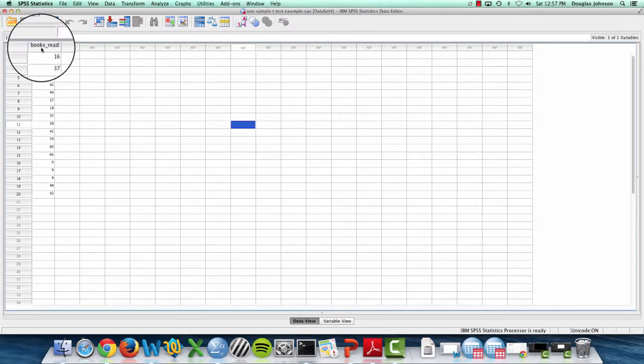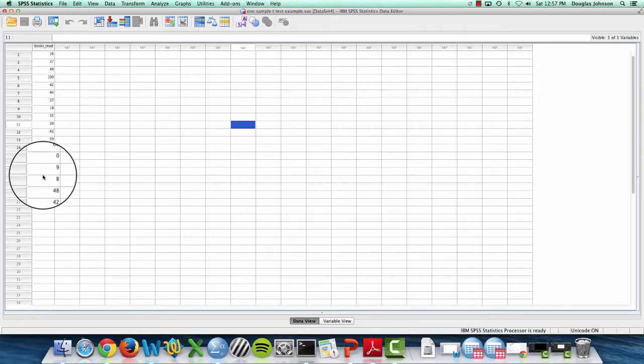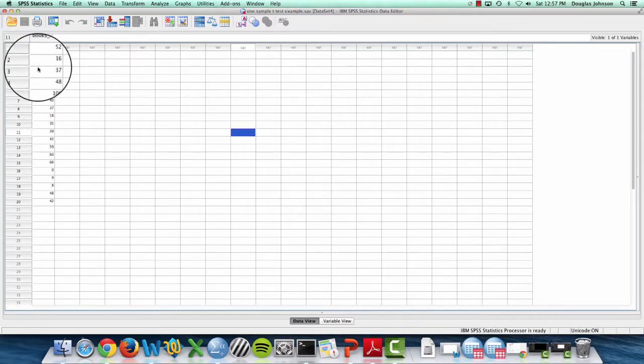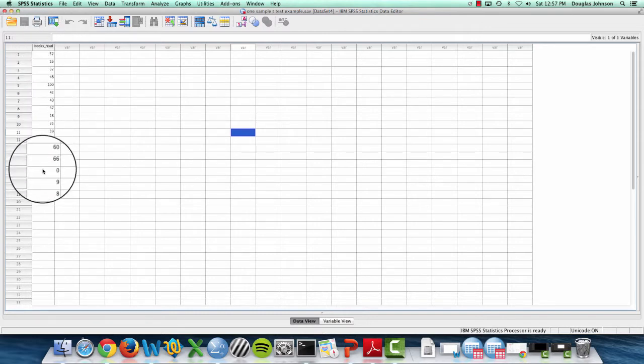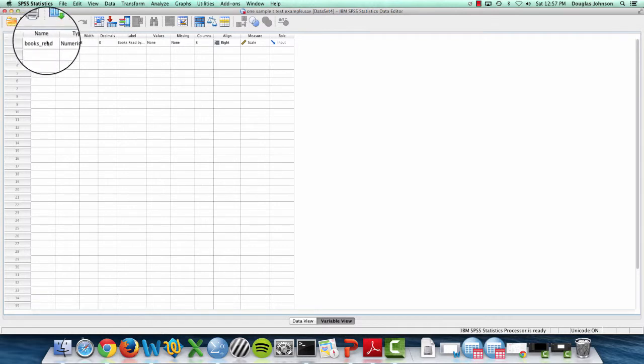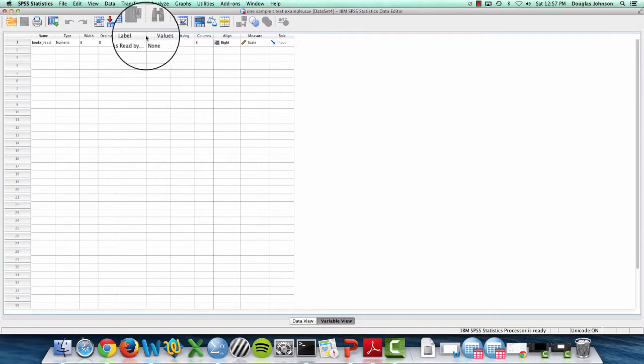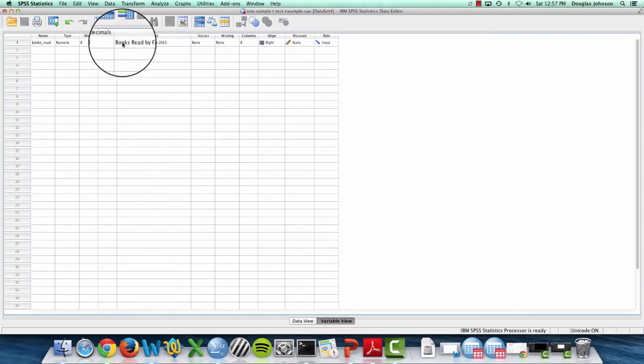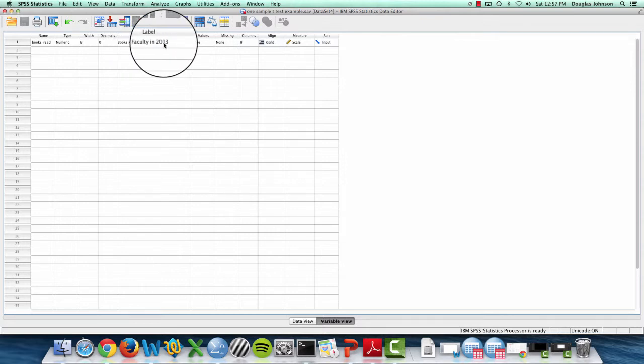Here we have a variable, books read. And you can see a label has popped up. These are our 20 individuals, so each person providing a data value for us is in a row. The column is the variable of interest. If we go over to variable view, I used a very simple variable name, but I actually gave it a longer label, books read by faculty in 2013.